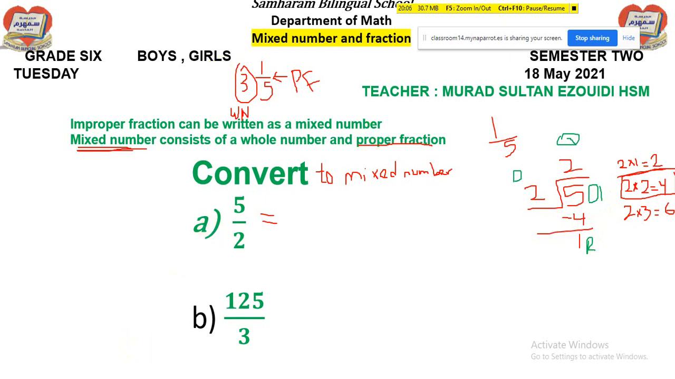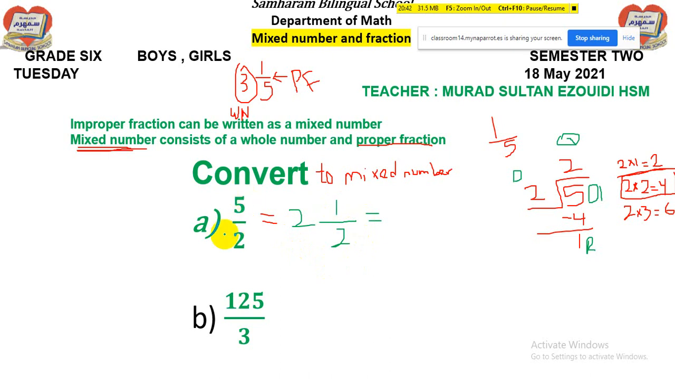Now, what is the quotient? It is 2. The quotient is 2. I will write here 2, my learners. Then I will draw the line that denotes the fraction. What is the remainder here? The remainder is 1. I will write here 1. Then what is the divisor? The divisor is 2. I will just write 2. Clear? Okay, this is a mixed number.